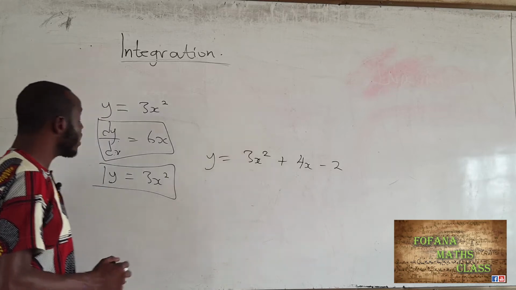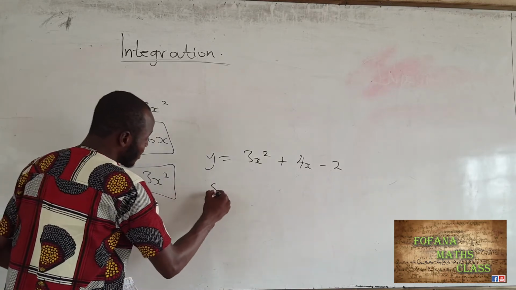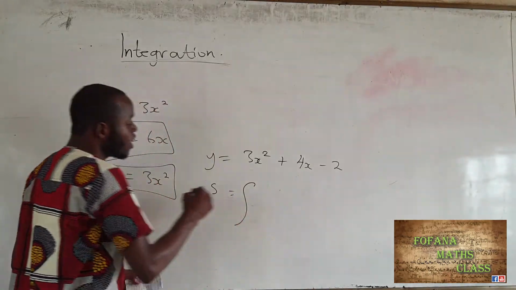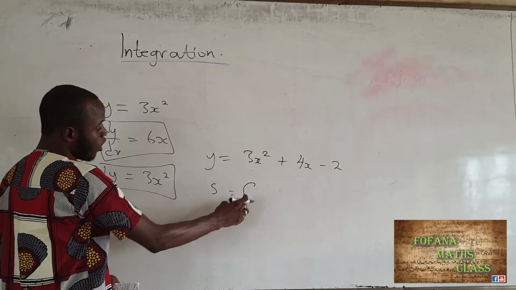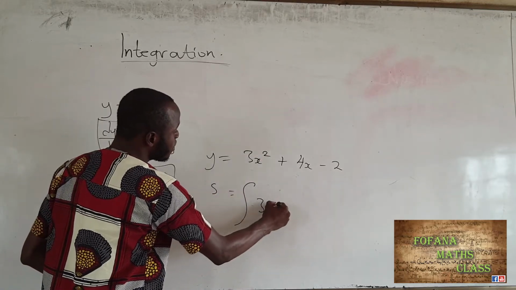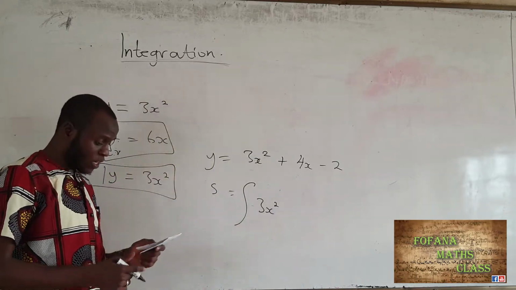In integration we use an elongated S. We have a certain S, but we use the elongated form of S to show that we are doing integration. This is how the elongated S is written. So when you see this attached to any expression, it means we are integrating the expression.